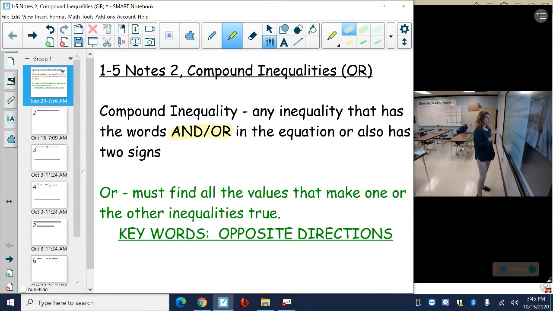An or inequality must find all the values that make one or the other inequality true. Not both, just one or the other. The key symbols you need to look for are opposite directions. When you graph these, they are going to be going in opposite directions from each other on the number line, and you need to make sure that they are. If they are not going opposite directions, it is not a true or statement, so you've messed up.